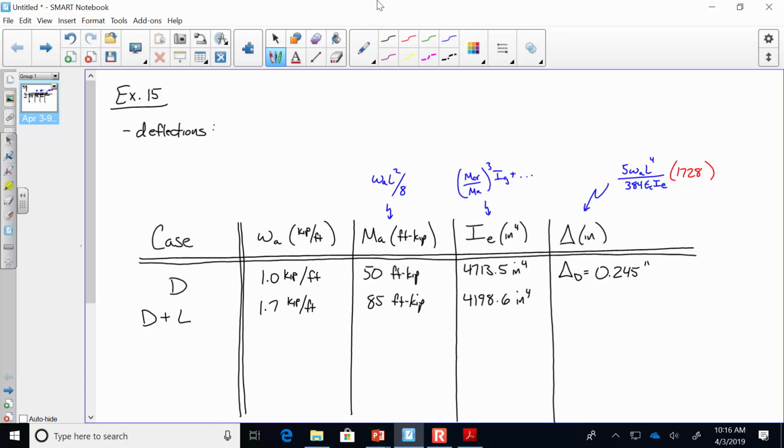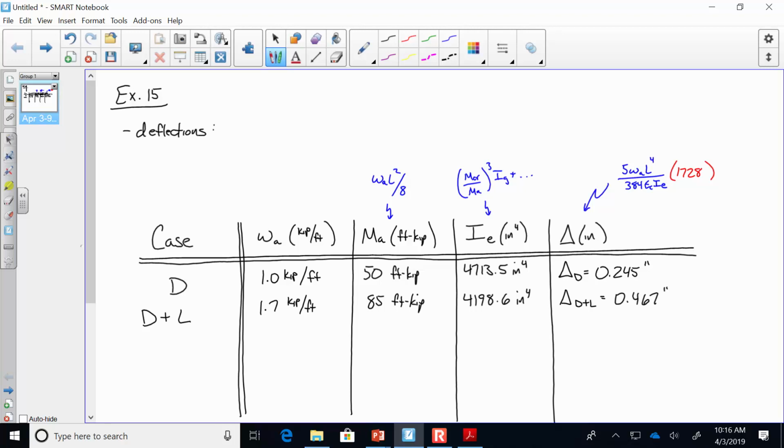Okay, and so what's our deflection going to be? Remember, this is the deflection due to dead plus live. 0.467. Do I have a second on that? Okay, I do. All right.